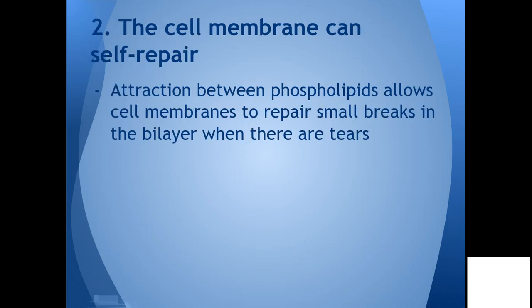Secondly, the cell membrane can self-repair. You probably noticed that when you stuck your finger into the cell membrane, you were able to withdraw your finger and the membrane could repair itself. This allows phospholipids to go back together because they are polar on the heads, so they're a little bit attracted to each other, and that allows them to cluster when there's a break, and then they repair once the break is over. They come in and they repair themselves.